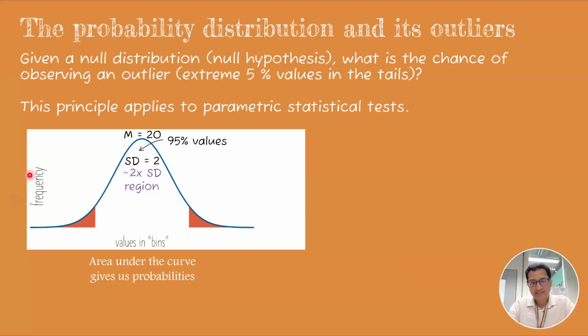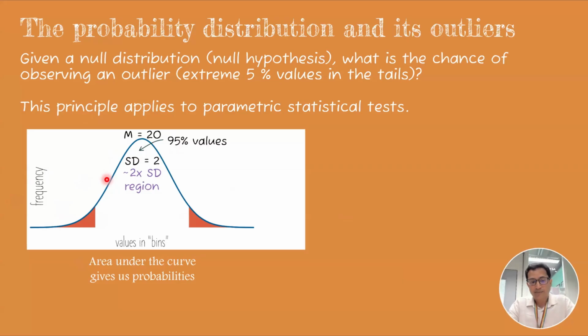These are just frequencies of the values in a particular population. Let's say we are measuring the doubling time of E. coli growing in LB, which is, let's say, about 20 minutes, with a standard deviation of 2. If that is your population, 95% of the values would lie within this region, which is about 2 times the SD.